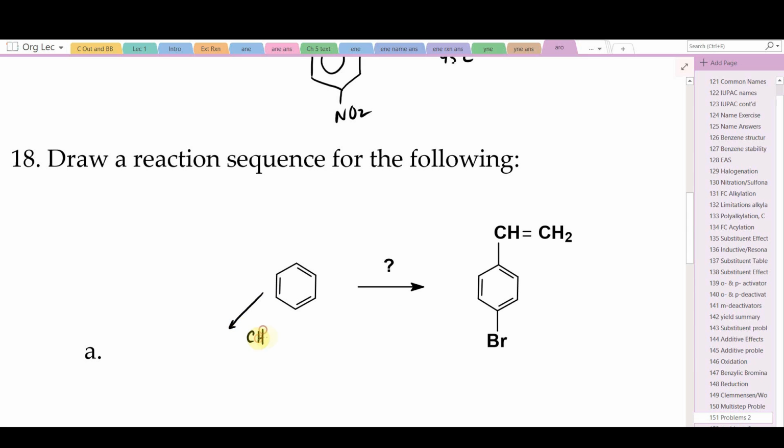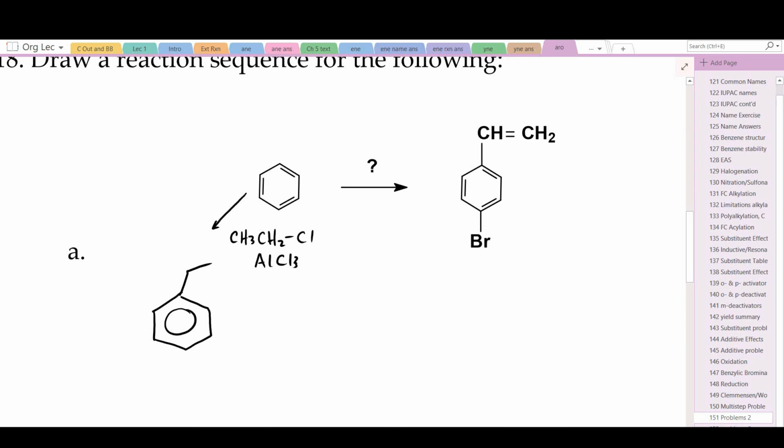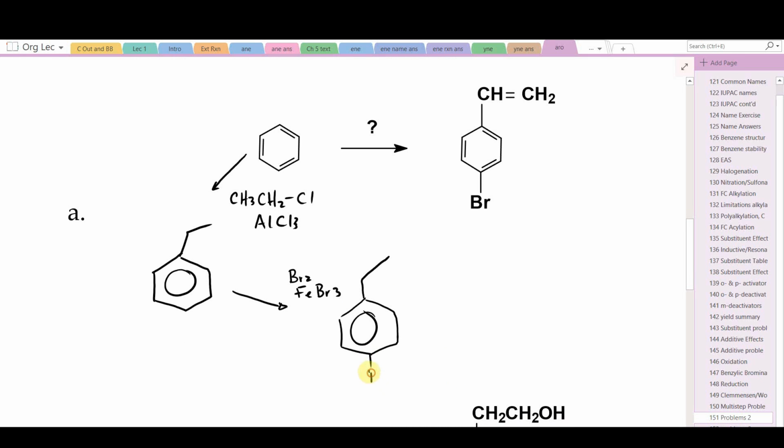So we'll use Friedel-Crafts alkylation with the Friedel-Crafts catalyst, and we'll get ethylbenzene. Now that's ortho-para directing. It's an activator. We should have no problem with brominating into the para position. So we'll use bromine and the bromine catalyst FeBr3. That will be para to the alkyl group.